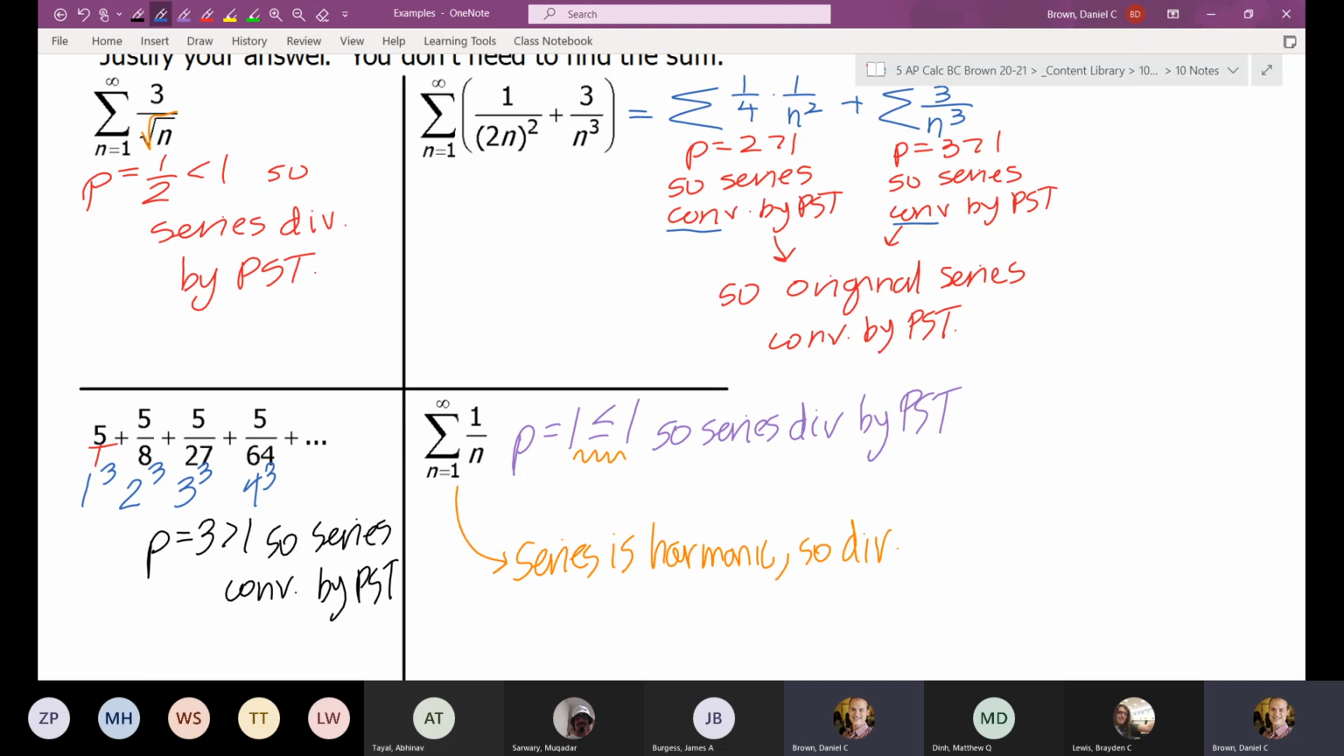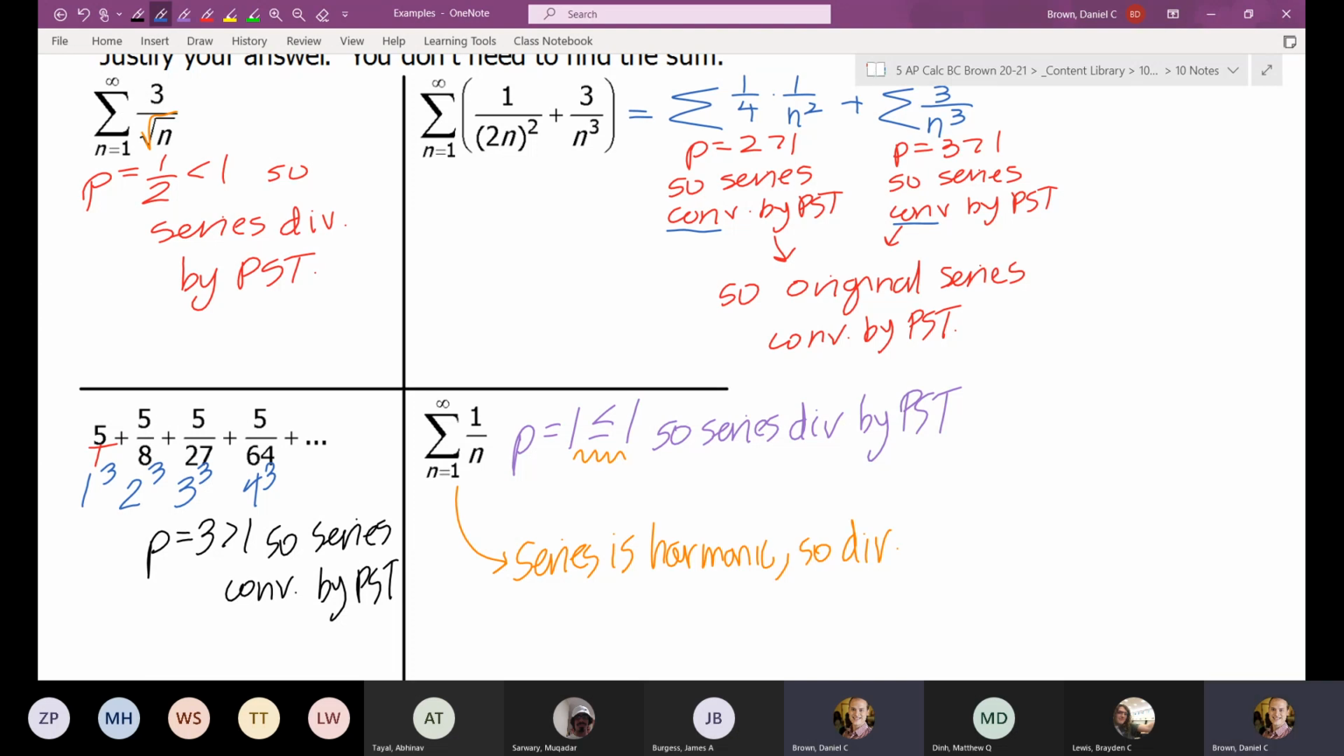And then looking at that second row, it's not in that sigma notation, so you would have to identify what that p-value is. Do be careful, a lot of people see fractions like that, and they want to force it to be a geometric one. But moving from 8 to 27 to 64, you're not multiplying by the same number each time. So you want to see if it's a p-series one. And it is. Those denominators are basically numbers being raised to the third power. So p would be equal to 3, greater than 1, so we know that series converges by the p-series test.